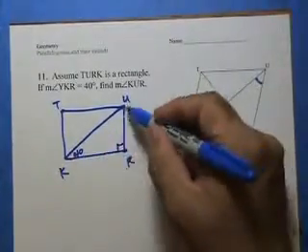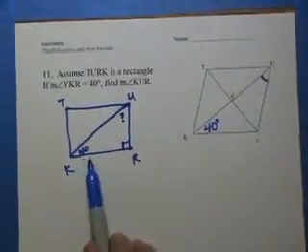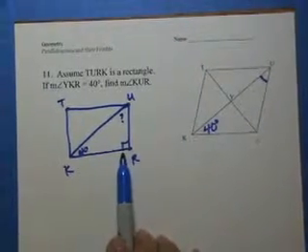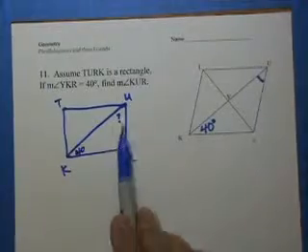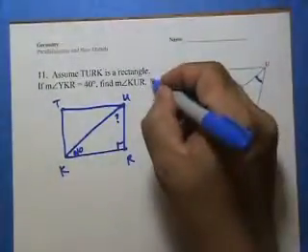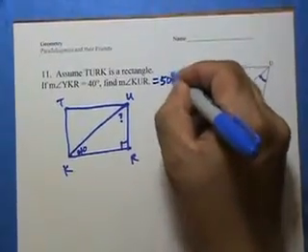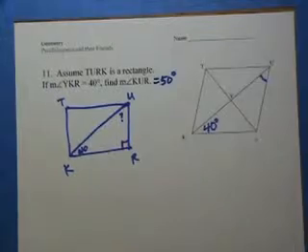Can you see that you have a right triangle here? And you have 2 angle measures of a triangle. So 40 and 90 is 130. Subtract that from 180, and that gives you 50. So measure of angle KUR is 50 degrees. That's number 11.